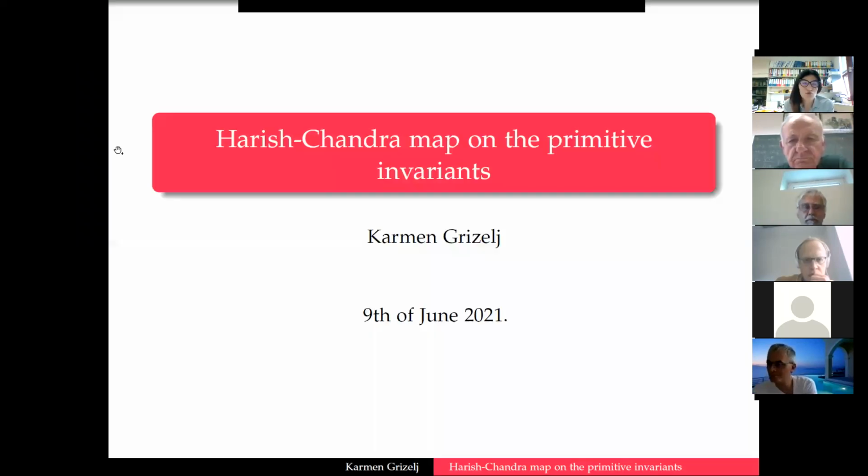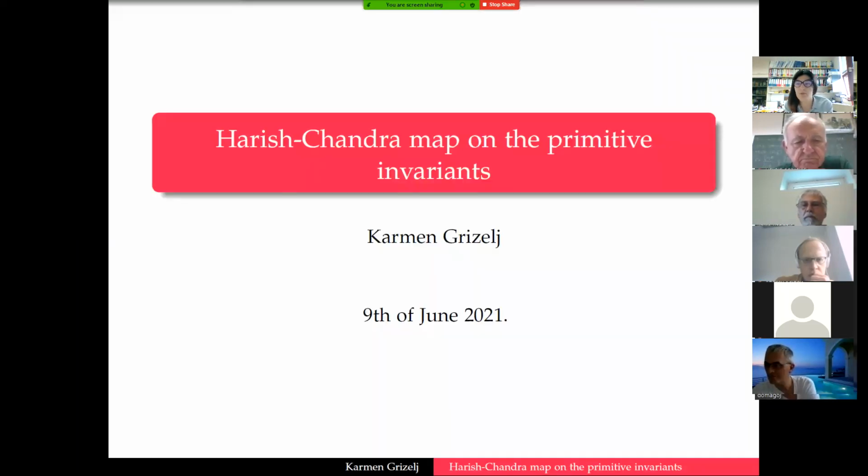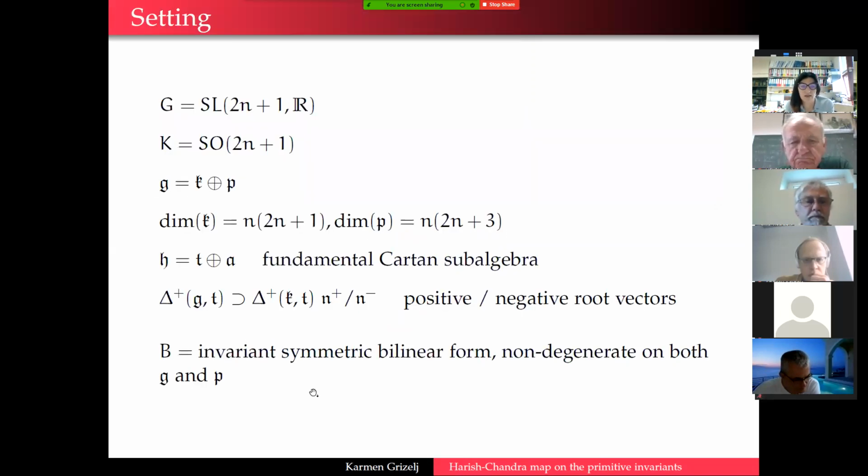So what I want to do today is introduce the Harish-Chandra map for Clifford algebra. Maybe something you're not so used to, but it's quite simple, so I guess it shouldn't be a problem. And then see what it looks like when we do some restrictions on it. So first, let's do the setting.